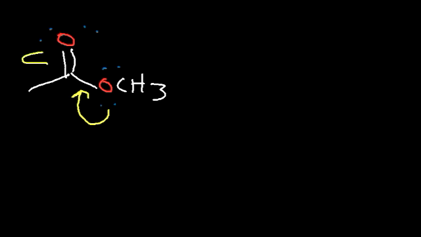Now, let's say you have an ester. How would you draw the resonance structure of an ester? So like an amide, the oxygen, which has a lone pair, can push electrons towards the carbonyl group. And so we're going to get this structure.